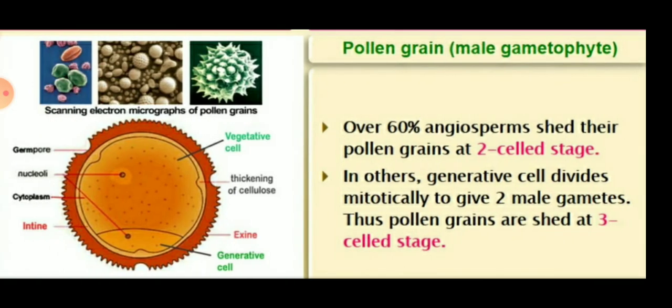Children, 60% of angiosperms shed their pollen grains at the two-cell stage. Two cells means the first is vegetative and the second is generative. In the others, the generative cell divides mitotically to give two male gametes, so the pollen grains are shed at the three-cell stage: one vegetative cell and two male gametes formed from the division of the generative cell.